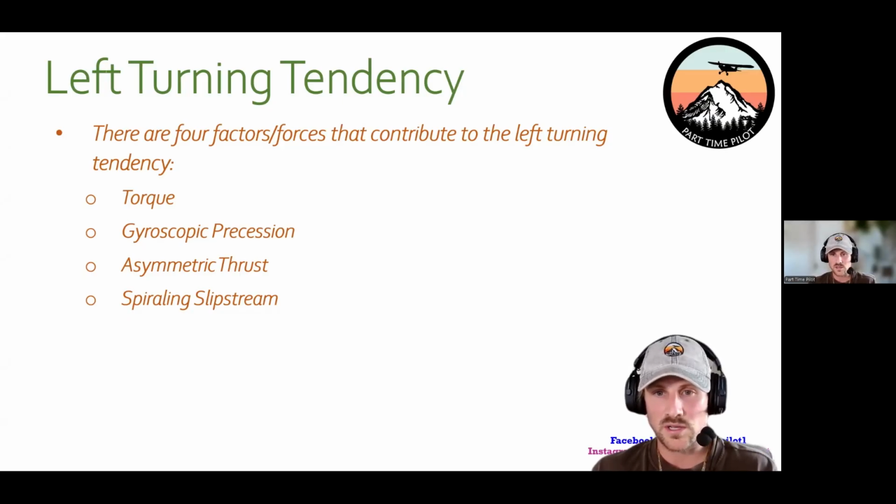Manish says, as long as the ball is centered, we are okay, right? Yes, that's your indicator for coordination on yaw. So you want to keep that ball centered.